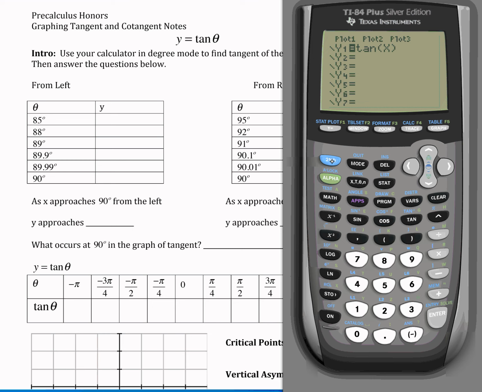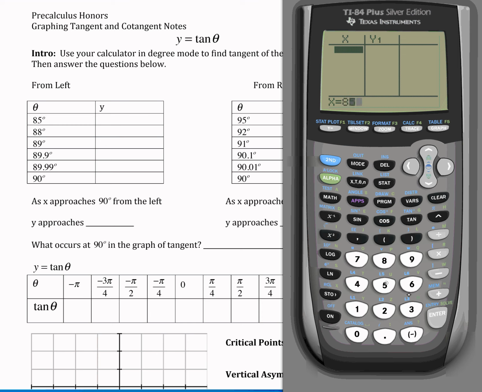I'm going to hit second window, and I'm going to switch. Currently yours probably says auto. Change it to ask for independent. Now when I hit second graph, I have information in here. I'm actually going to delete this out. If you don't have anything, you're good, but if you hit delete, so I'm going to delete a couple times and get everything out of there. I can now plug in the values that are in the tables.